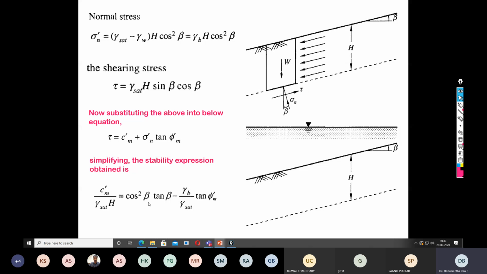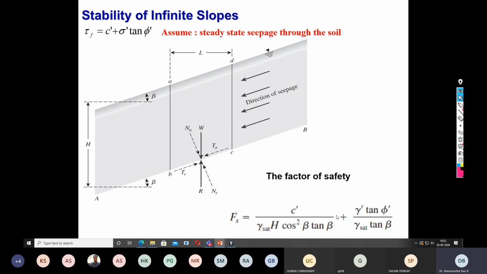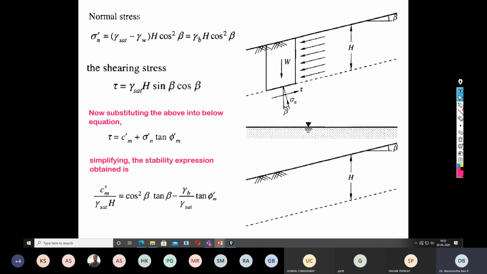You can see, in fact, it is just a rearrangement. Suppose you look at normal stress, sigma dash is equal to gamma h into cos square beta. Under submerged condition this will become gamma submerged, not bulk. And shear stress is gamma sat into h cos beta. So this is how your equation becomes gamma dash by gamma sat. So substitute and arrange everything. If you have any doubt regarding the derivation, this is the small derivation.